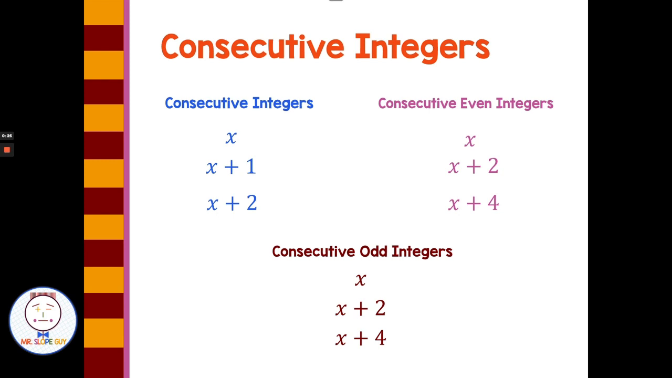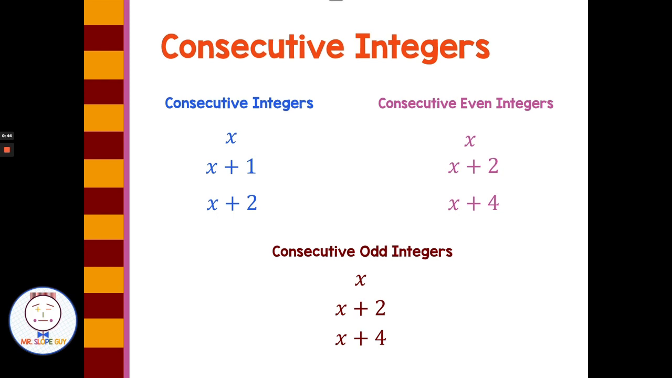So if I started with 5, I'd have 5, 6, 7. Or if I started with 100, I'd have 100, 101, 102. And I could continue this pattern if I had 4 consecutive integers, I could do x plus 3, and with 5 consecutive integers, I'd have x plus 4. So consecutive kind of means in a row.